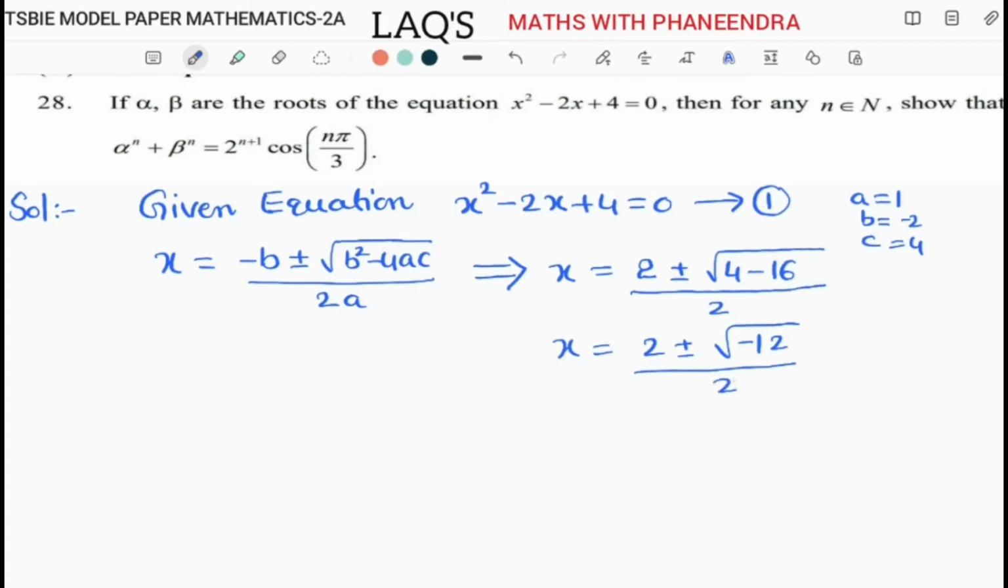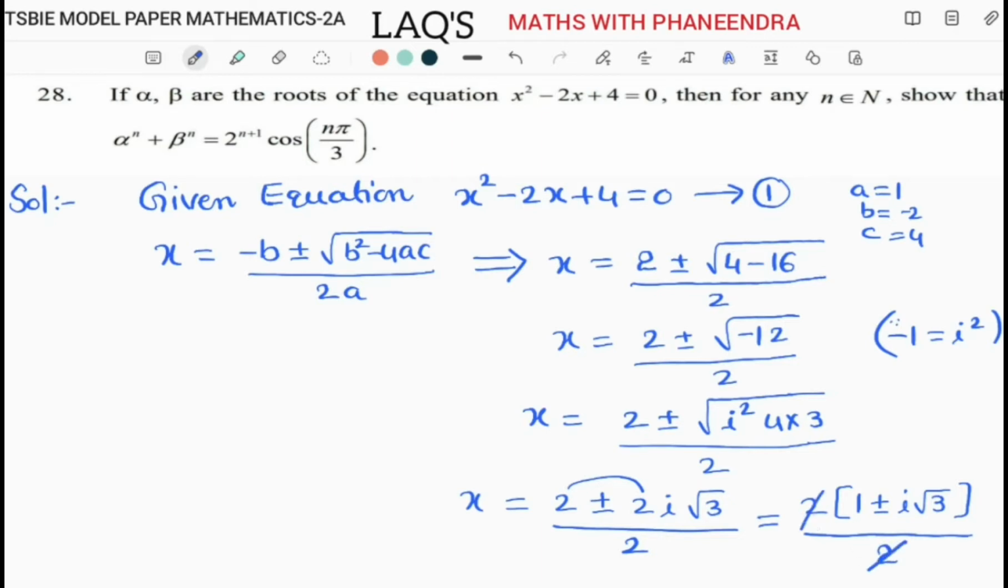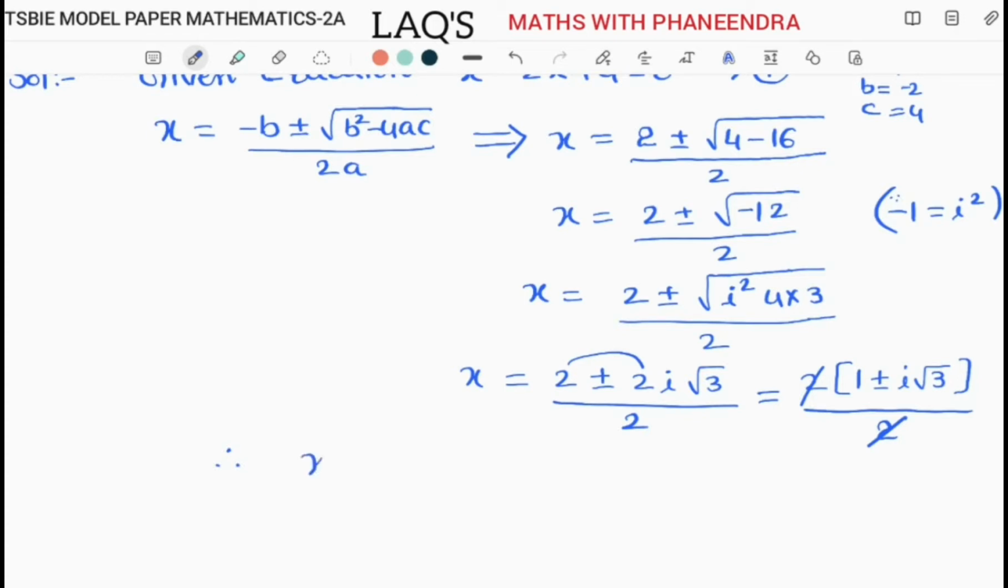Here minus 1 is equal to i square, where i represents iota. So x is equal to 2 plus or minus root over i square into 12, and 12 can be written as 4 into 3, divided by 2. 4 we can take outside of the root, it becomes 2. So x is equal to 2 plus or minus 2 into i, taking i square outside, root 3, divided by 2. Take 2 common and cancel: 2 into 1 plus or minus i root 3, divided by 2. So here 2 gets cancelled. Therefore x is equal to 1 plus or minus i root 3.